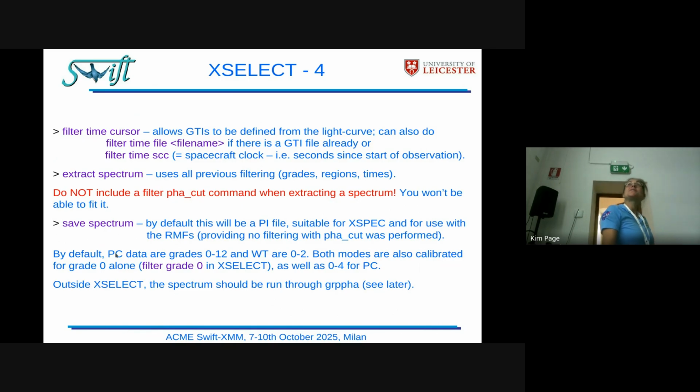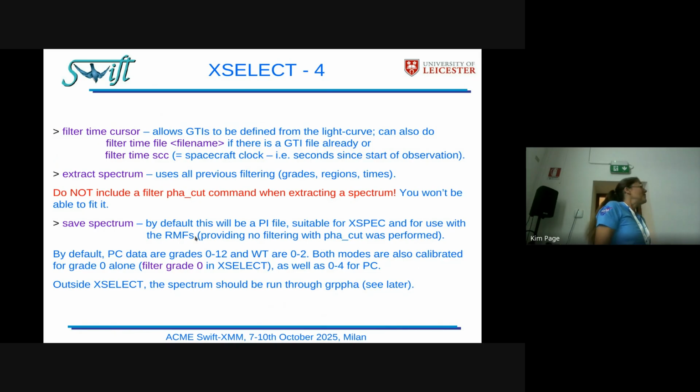So for photon counting mode, everything is calibrated either for grade 0 to 12 or grade 0 to 4. For window timing mode, it's either grade 0 or grade 0 to 2. There are reasons why you might not want to use all the grades, but generally it's probably best to stick to grade 0 to 12 for photon counting mode most of the time anyway.